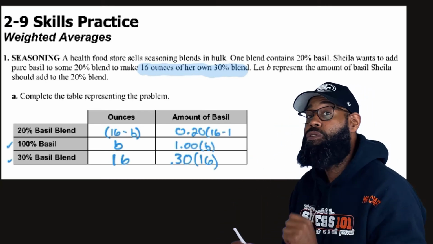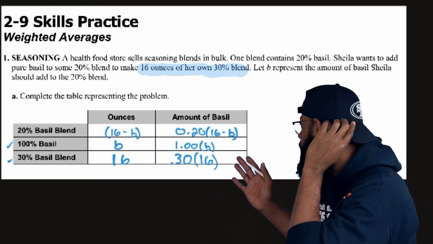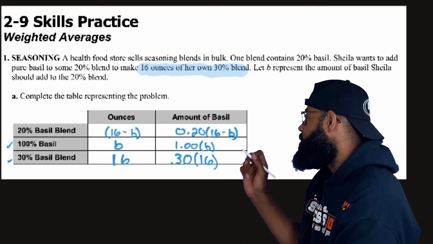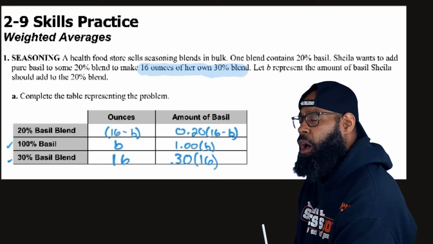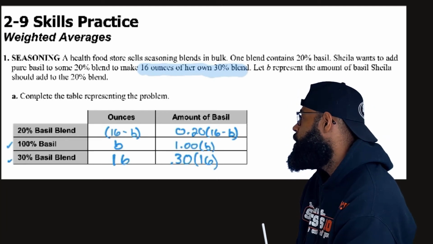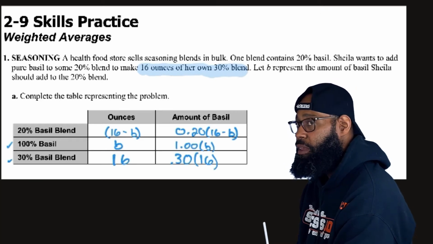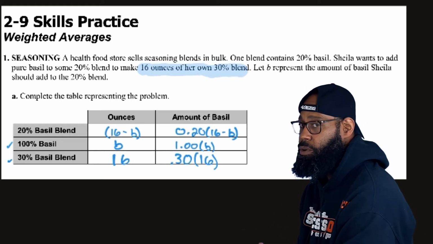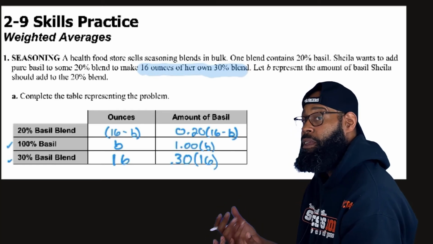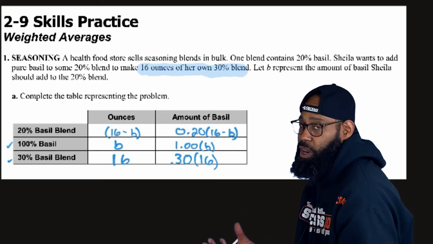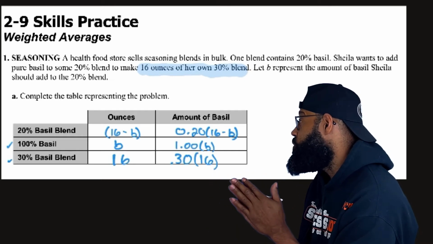I'm gonna pause because the table's filled in. So there's a lot of pauses, right? Boom, pause. So as we're looking at this, guys, what do we see? We see 16 minus B is a 20% basil blend. Where did we get that from? Well, whatever it is, it's gotta be 16 minus B because B is the amount she's gonna add and 16 is the total. So if I know I got a total of 16 ounces and I take away B, it's gonna leave me with whatever's left. And whatever's left is what she started with, the 20% basil blend.